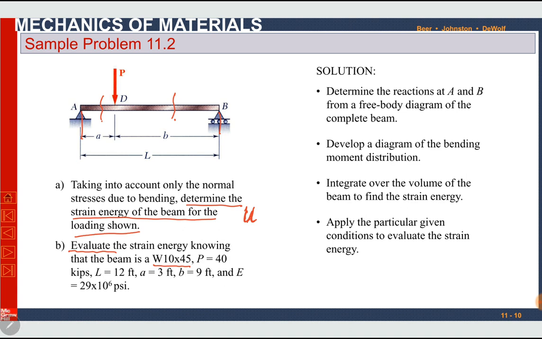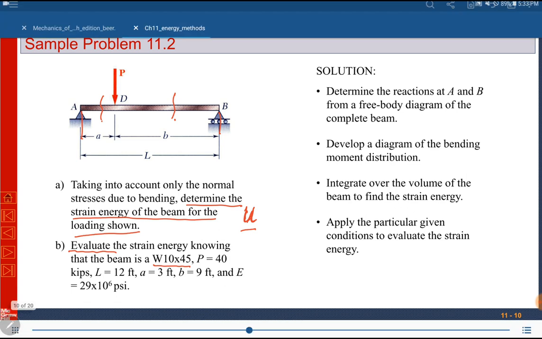In part B, we are asked to evaluate this U. So we will put the value of P equal to 14 into 10 power 3 pounds. Length is 12 into 12 inches. A is 3 into 12 inches. B is 9 into 12 inches. These values are in feet, so I have converted into inches by multiplying with 12. E is already in pounds per square inch. And the section is W 1045.